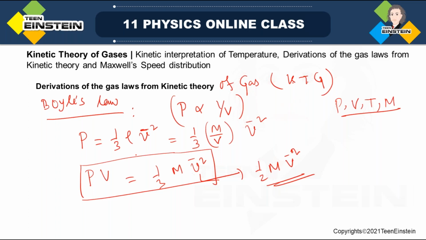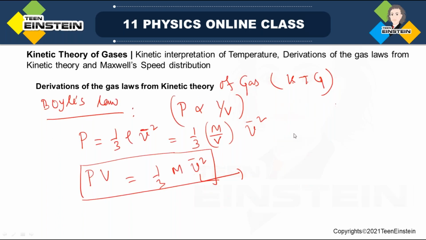Okay, so in Boyle's law, temperature is kept constant. If the temperature is constant, then this average kinetic energy term will also be a constant, right? In the statement of Boyle's law, we say at constant temperature. It happens at constant temperature.